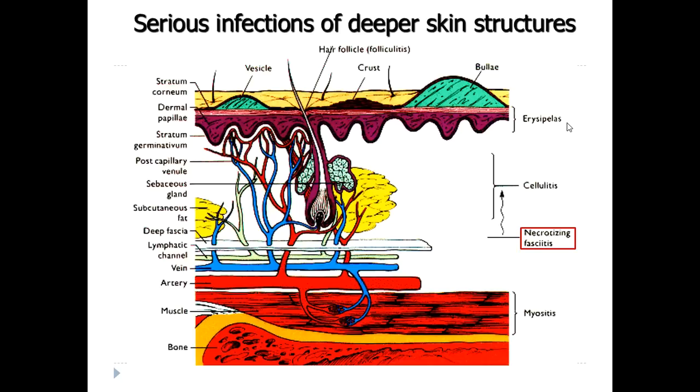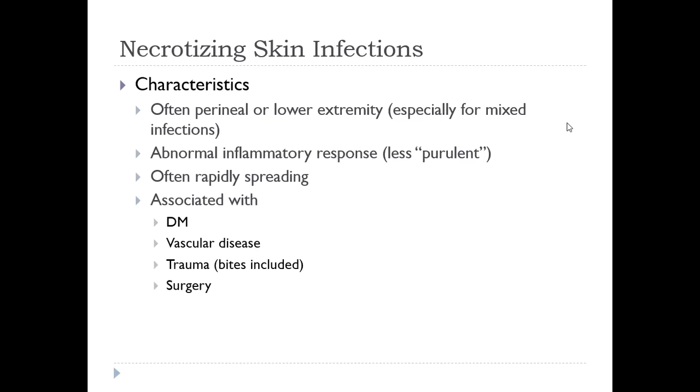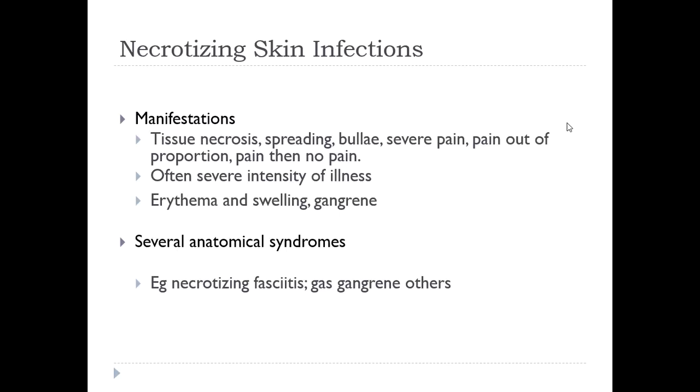So I will now talk about the deeper infections, which is necrotizing fasciitis, involving the muscles. Necrotizing infections are often in the perineum or lower extremity, and they are less purulent. So pus discharge is not there. They spread very rapidly. Within a day, the whole leg is gone. Associated usually with trauma, vascular disease, diabetes, surgery, tissue necrosis, and the pain is disproportionate. The skin lesion is very small, and the patient is crying.